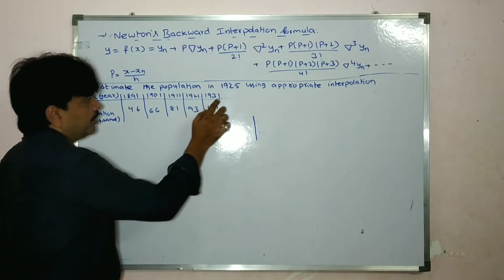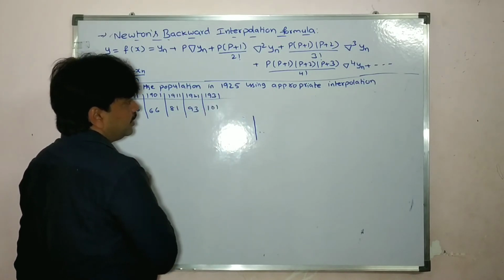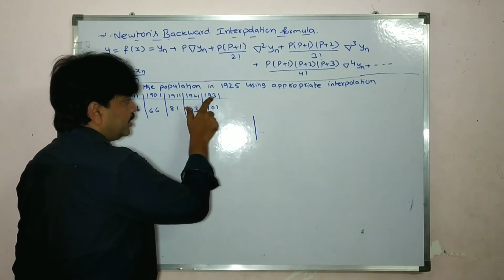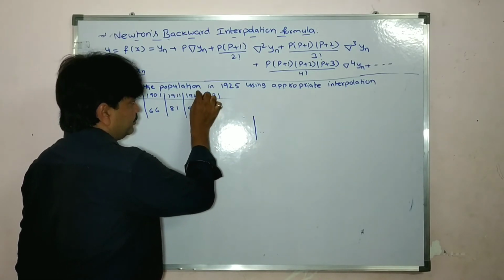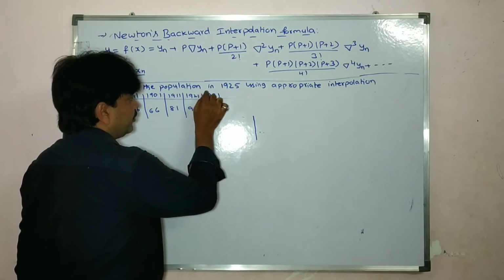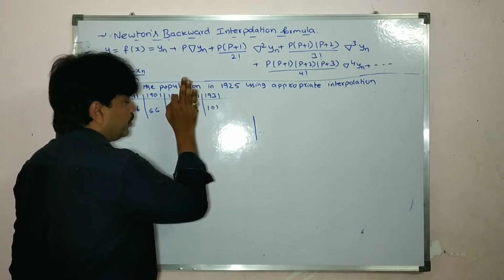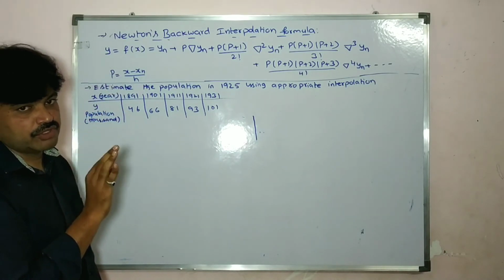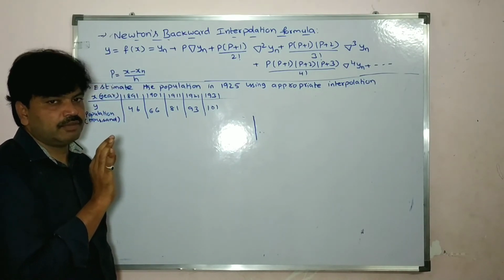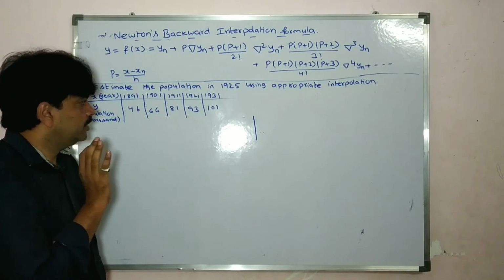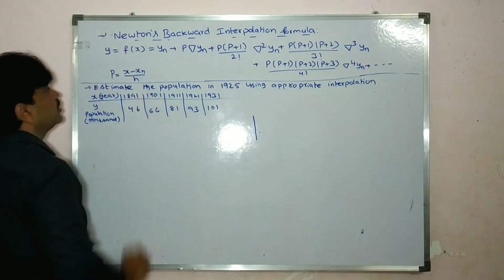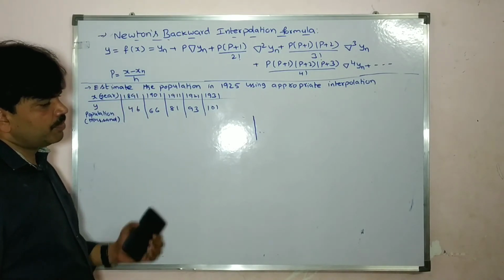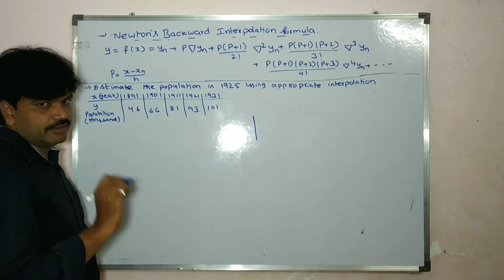Now see, students, the year 1925. Where does 1925 lie? Between 1921 and 1931. Whenever the value we are finding lies here, we apply Newton's backward interpolation. We know the statement. So always write down the formula as the first step.